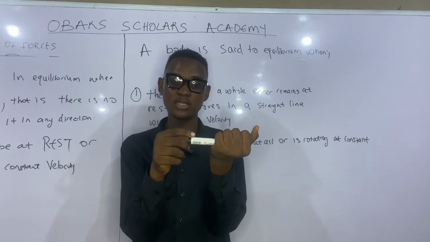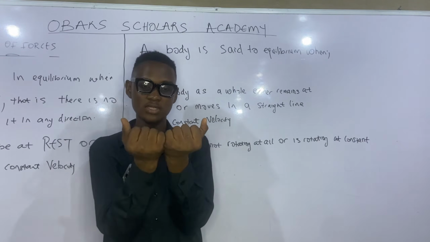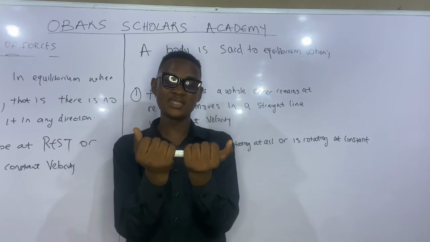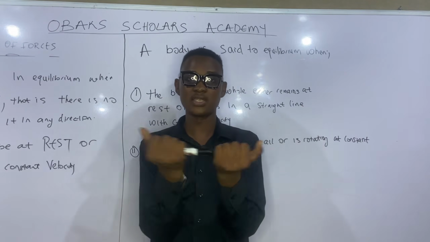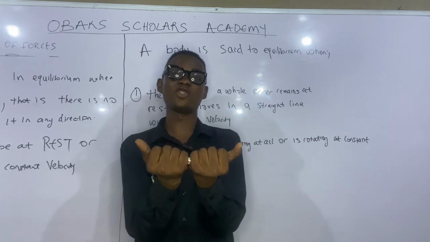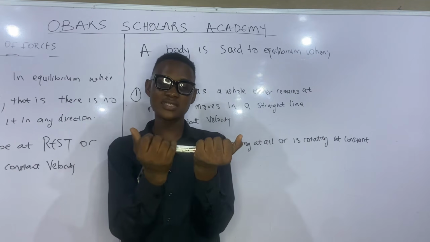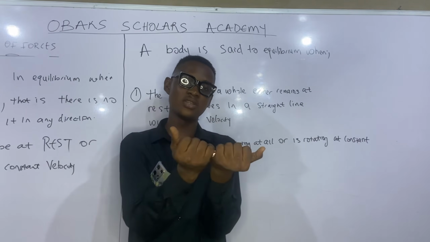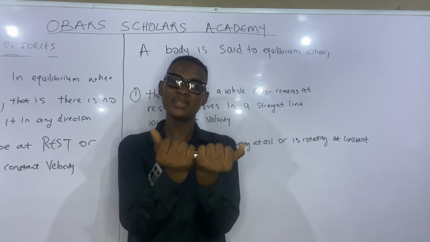For example, if two forces, this is a pulling force, this is another pulling force, are acting on this body, the body is a marker, acting on it in different directions. For this body to be in equilibrium means that this marker must not be moving. Now, at this point, it's not moving. I'm just telling you that the force acting on this marker in this direction is also equal to the force acting on this marker in this direction.